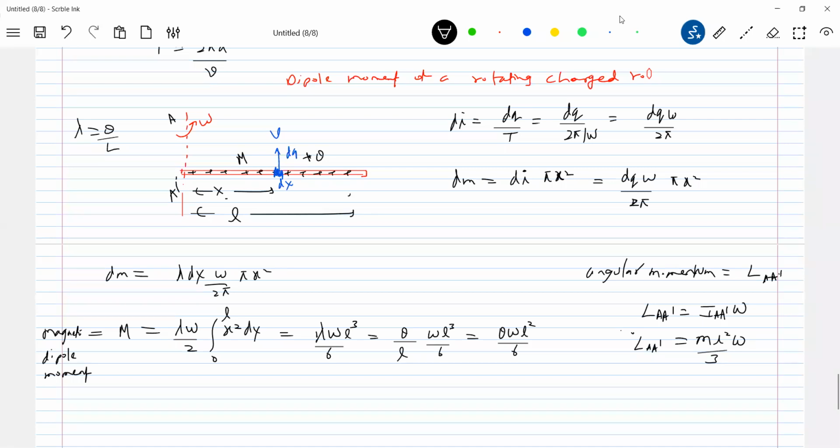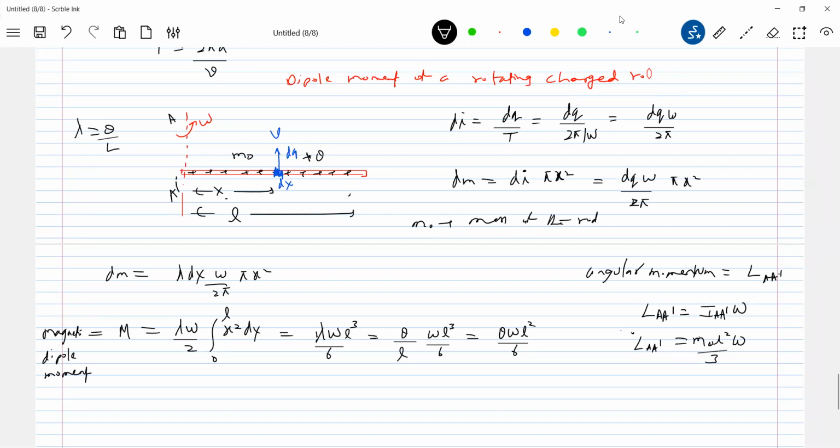What is small m? Small m is mass. Capital M is dipole moment. So this small m naught, I'll write it, because again, let me put all the symbols in order. What is m naught? Mass of the rod.